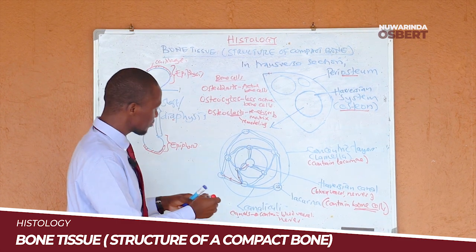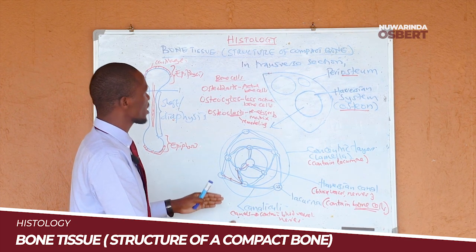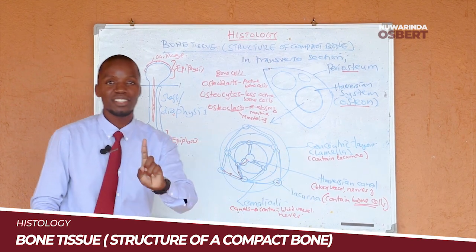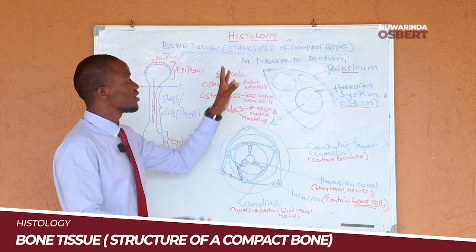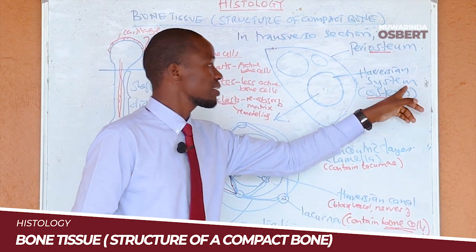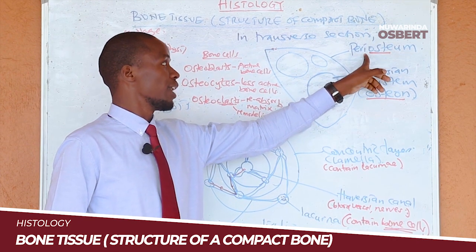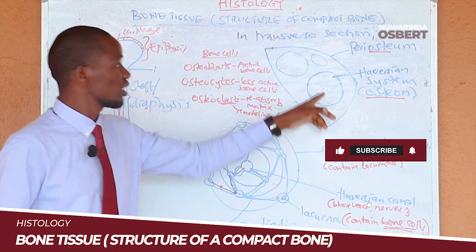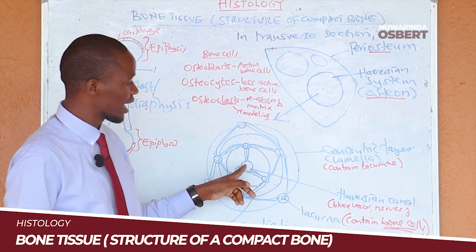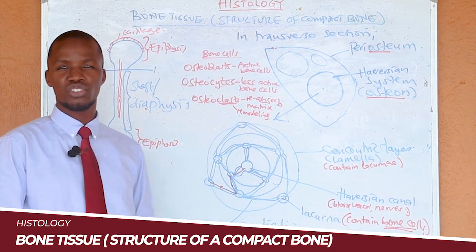So in simple terms, this is the whole structure. In case somebody asks you to describe the structure of a compact bone, this is what you have to tell them: a compact bone is a structure made up of very many Haversian systems, which are called osteons, surrounded by a membrane known as the periosteum. In each Haversian system we find a canal known as the Haversian canal. This Haversian canal contains blood vessels, nerves, and so on. Blood vessels supply bone cells with nutrients and so on.